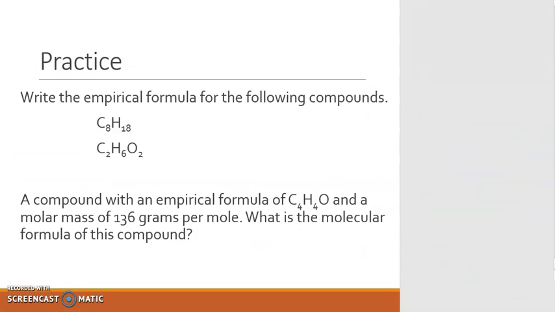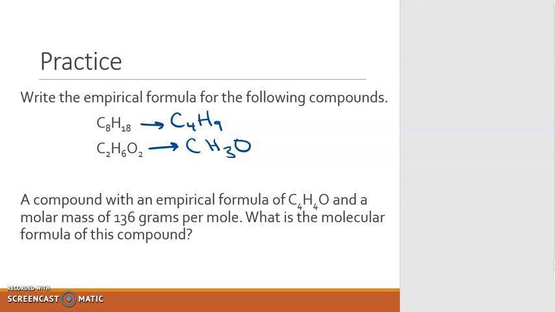Last bit of practice here. This is not necessarily in your notes, but just a good practice to do together. Write the empirical formula for the following compounds. Remember, empirical formula is the lowest whole number ratio. So for this first one, the lowest we can reduce that is C4H9. That was actually one of the problems we did together. And then this one right here, if I were to reduce all of these down, it would be CH3O. That would be the empirical formula for these two.